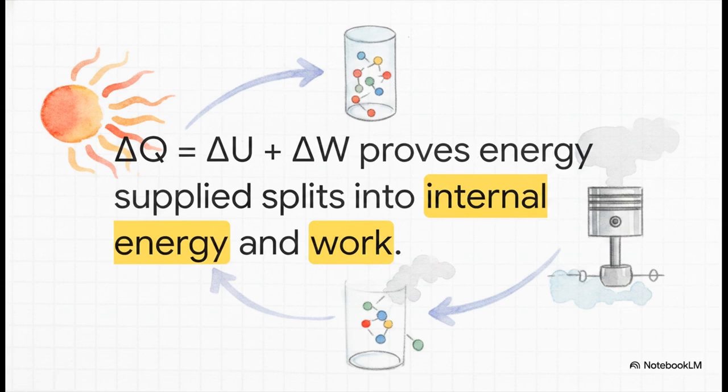It tells us that the heat energy supplied to a system, delta Q, doesn't just mysteriously vanish. It actually splits into two separate jobs. Part of it goes into increasing the system's internal energy, delta U, and the rest of it is used by the system to do actual work on the outside environment, delta W, like a steam engine pushing a heavy piston. Energy in equals energy stored plus work done. It's wonderfully elegant, and it brings the pure magic of the conservation of energy truly to life.